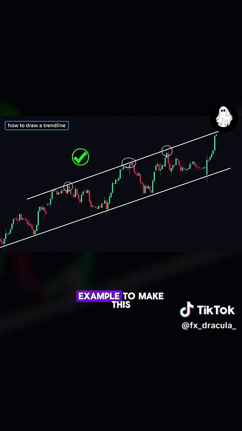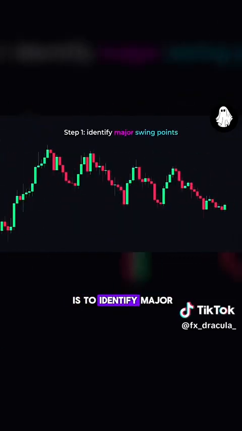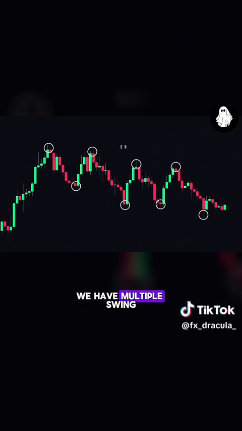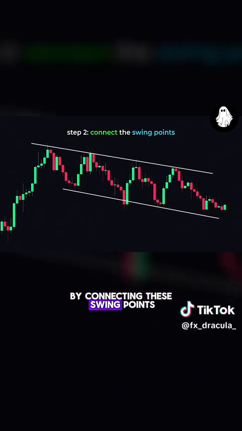Let's look at another example to make this even clearer. Again, the first step is to identify major swing points, and here we can immediately see multiple obvious swing points. We have multiple swing highs here and multiple swing lows here. Next, we simply draw the trend line by connecting these swing points. So, this will be our trend line.